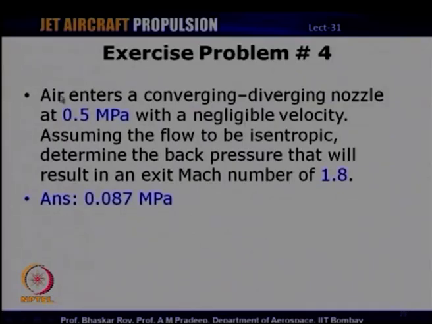The fourth problem is a converging diverging nozzle. Air enters a converging diverging nozzle at 0.5 megapascal with negligible velocity. Assuming the flow to be isentropic, determine the back pressure that will result in an exit Mach number of 1.8. So, you need to find out what is the exit pressure for which the exit Mach number becomes 1.8. The back pressure should be 0.087 megapascal. You will need to use the shock table and the isentropic tables to be able to solve some of these problems.